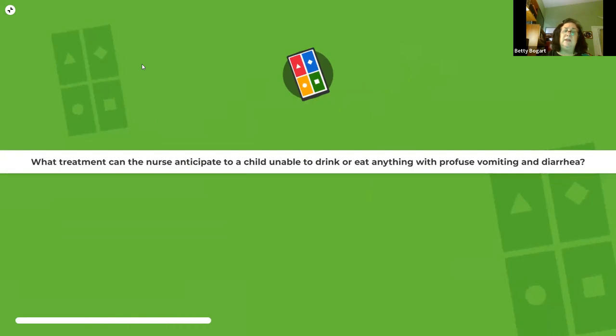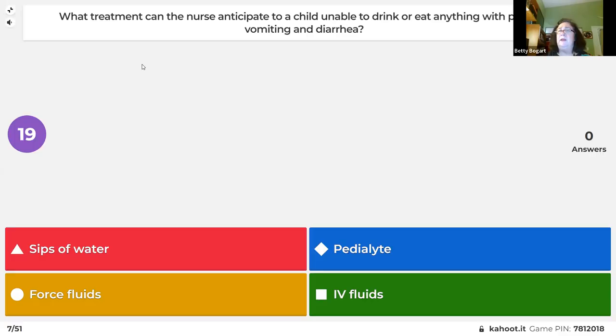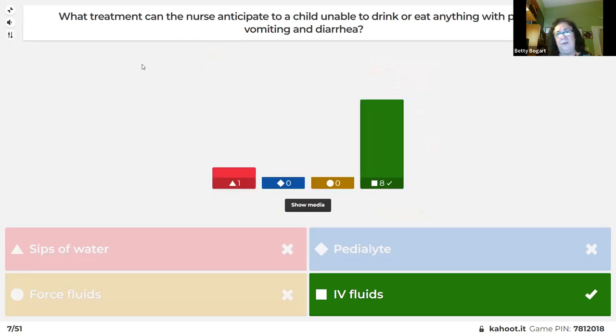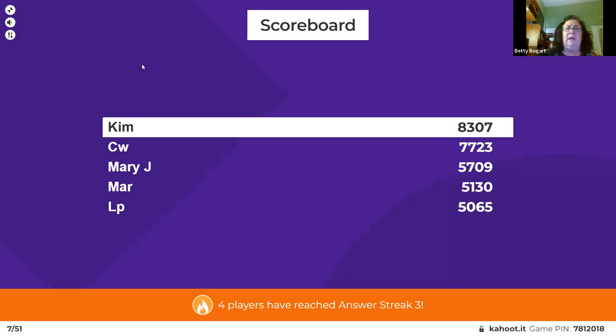What treatment can the nurse anticipate for a child unable to eat or drink anything with profuse vomiting and diarrhea? So if you're unable to drink or eat, you're giving IV fluids. IV fluids will be given and then anti-emetics like your Zofran or Dentstron. And then slowly, we won't give water, we'll give sips of that Pedialyte or Powerade or Gatorade.